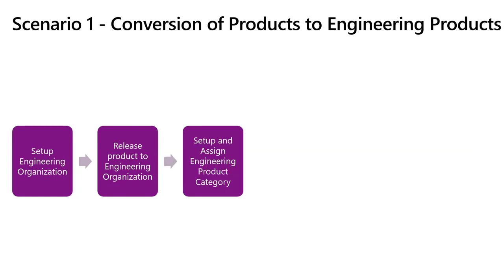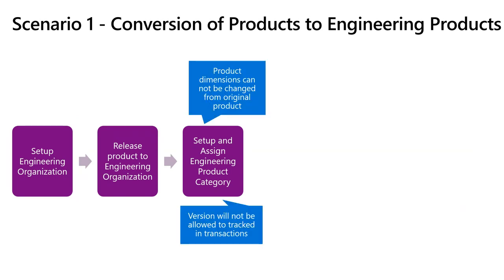Then set up the engineering product category. What will be the product type? What should be the product subtype? What should be the right production type for this product? Engineering product. There are a couple of things which you have to keep in mind while setting up the engineering product category.